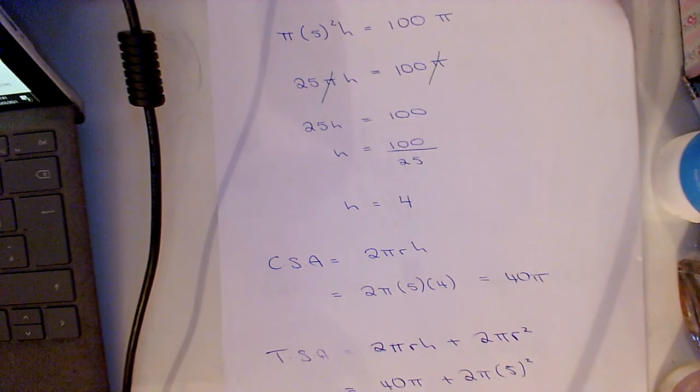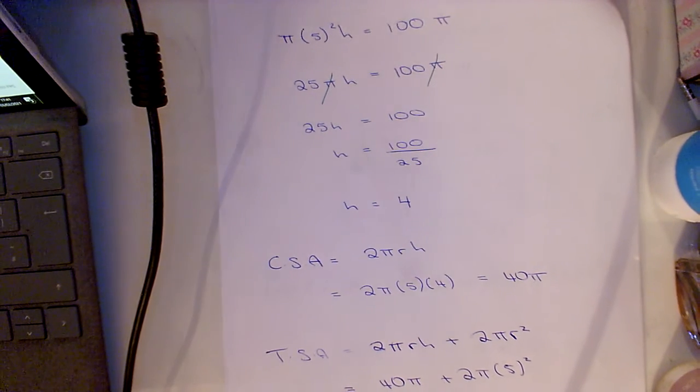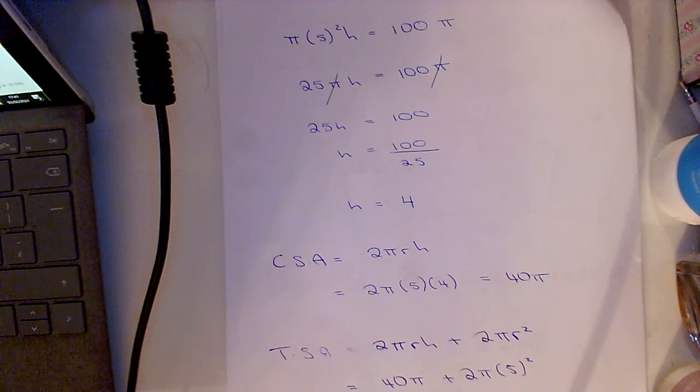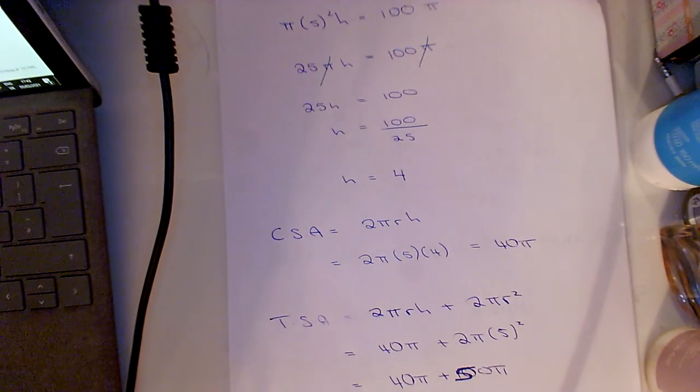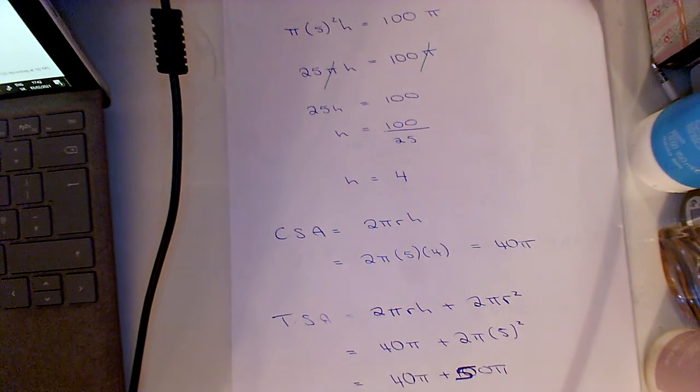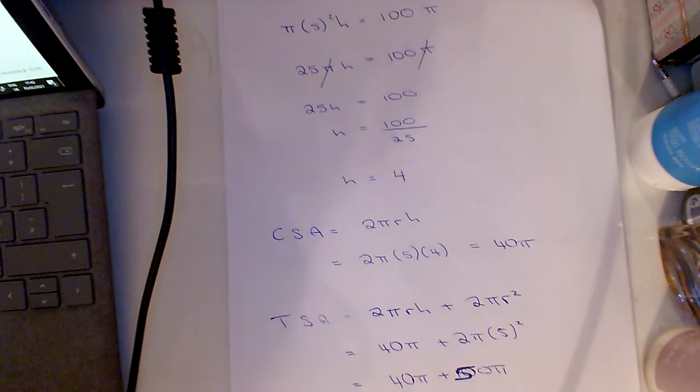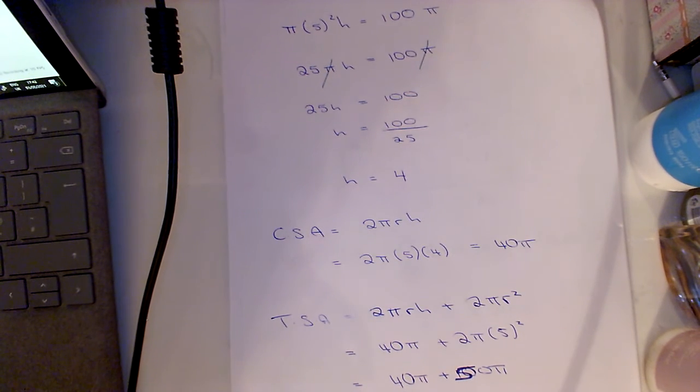My total surface area then, my formula is 2 pi r h plus 2 pi r squared, and I get 40 pi plus 2 pi bracket 5 to be squared, and I have 40 pi plus 50 pi, so my answer for that one is going to be 90 pi.